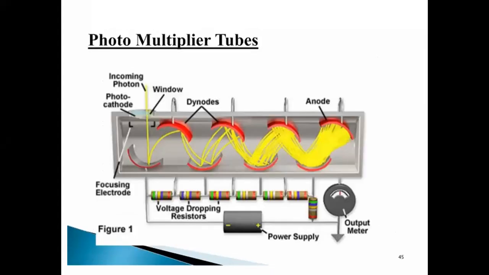So you can see again here, radiations fall on the cathode, emission takes place, and the same emissions are multiplied by different dynodes, and finally the anode will collect the electrons.